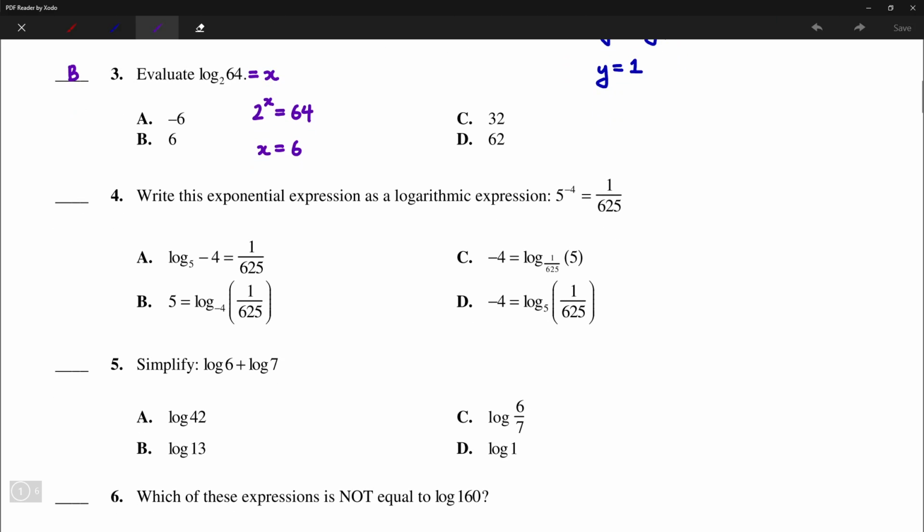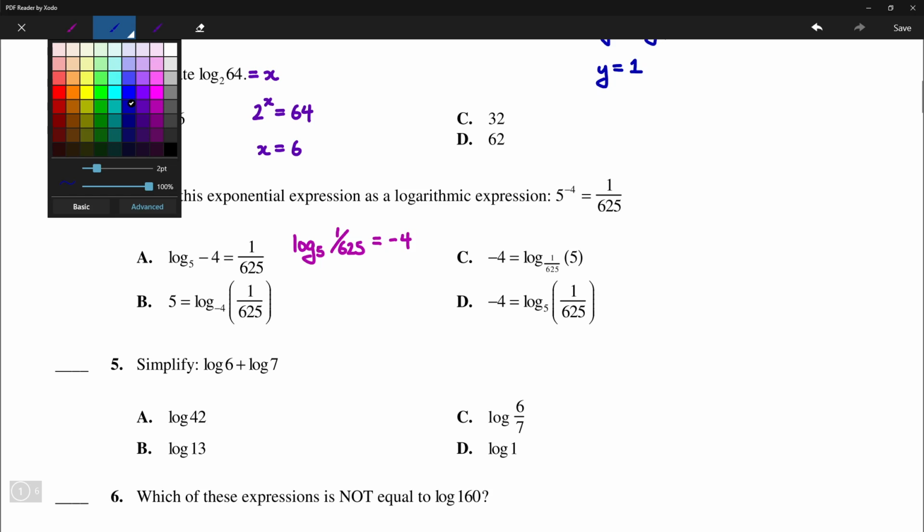So number 4 is quite similar. We are going to write, this time around, an exponential expression as a logarithmic one. So we know that we'll have log base 5, since the base was 5 in the original expression. And then the argument will be the value, so 1 over 625. And it will be equal to the exponent. So that will be equal to negative 4. Which means that the choice is D in this case.